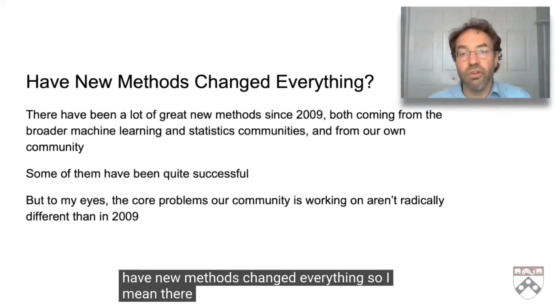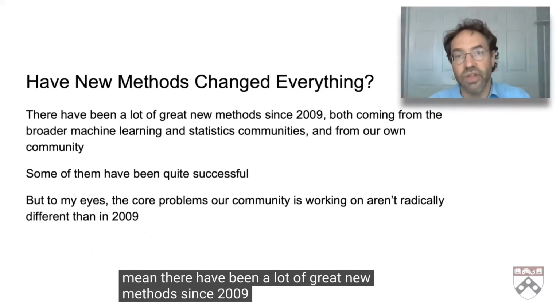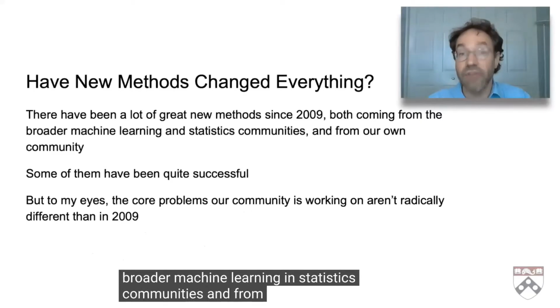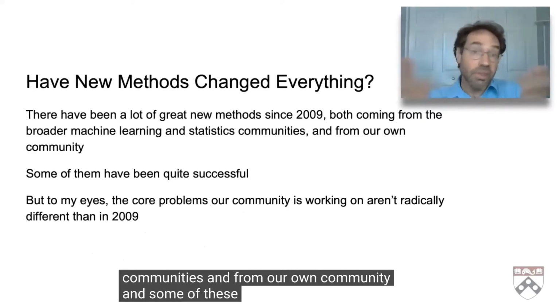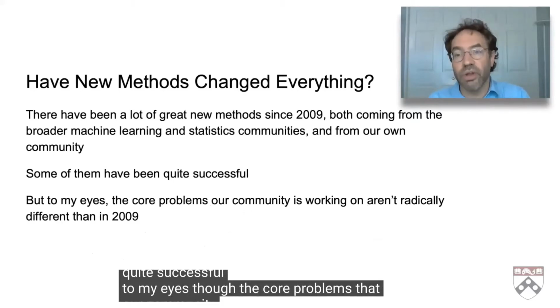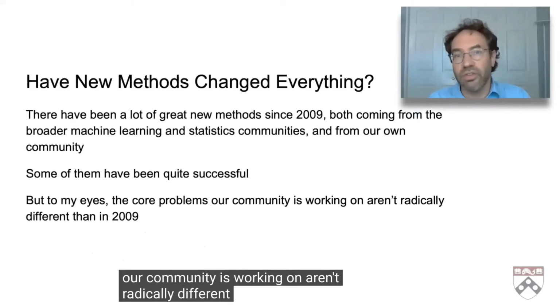So maybe more generally we can ask, have new methods changed everything? There have been a lot of great new methods since 2009, both coming from the broader machine learning and statistics communities and from our own community. And some of these methods have been quite successful. To my eyes, though, the core problems that our community is working on aren't radically different than they were in 2009.